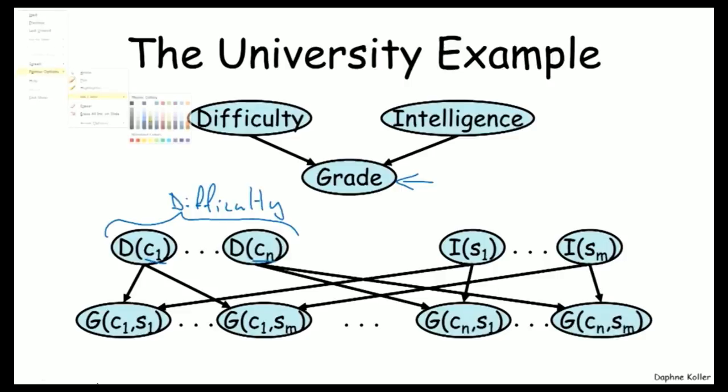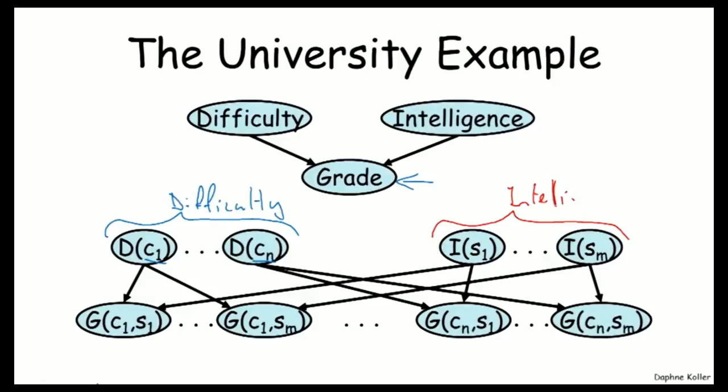In this case, C1 up to Cn are different courses that exist in our university. And conversely, on the other side, we have multiple students. And this is a set of intelligence variables that are indexed by different students. So we have the intelligence of student 1 up to the intelligence of student M. Now note that these are different random variables. They can and generally will take different values from each other, but they all share a probabilistic model, and that's the kind of sharing that we have in mind.